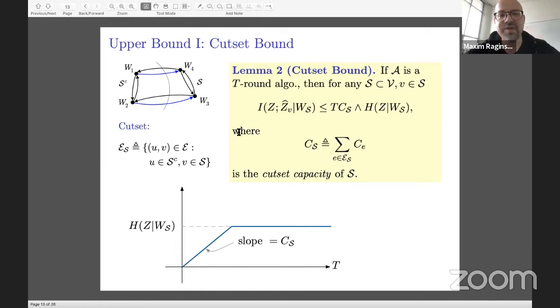things. Either the number of rounds times the capacity of all the channels traversing the cut, or the conditional entropy of the function value given the inputs in S. Obviously, that conditional entropy bound is only meaningful when it exists. But since the channels are assumed to be finite capacity, this upper bound is always finite. So you can see the graph here gives us the cutset bound. So essentially, we have a line of slope given by the cutset capacity, the sum of the capacities of all the channels traversing the cut in the direction from S complement to S, so into S, and a straight line corresponding to this conditional entropy, if that conditional entropy is finite. So that's one obvious upper bound.